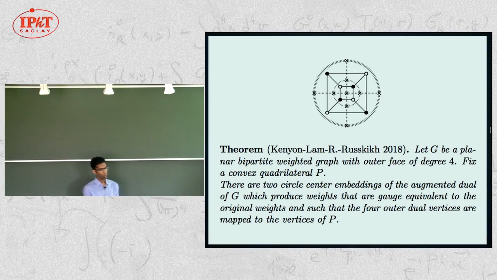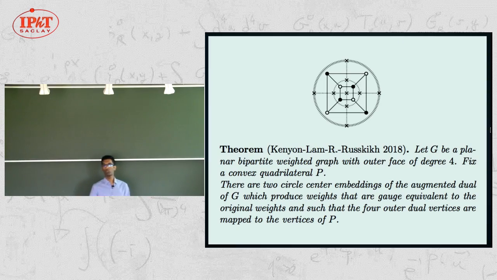So the setting is the following. You fix G to be a planar bipartite weighted graph, and for now let's assume that it has an outer face of degree 4. So question, can I find gauge equivalent weights coming from circle centers, from an embedding of this augmented dual as circle centers? The answer is yes, and the answer, how many of them are there, is actually infinitely many.